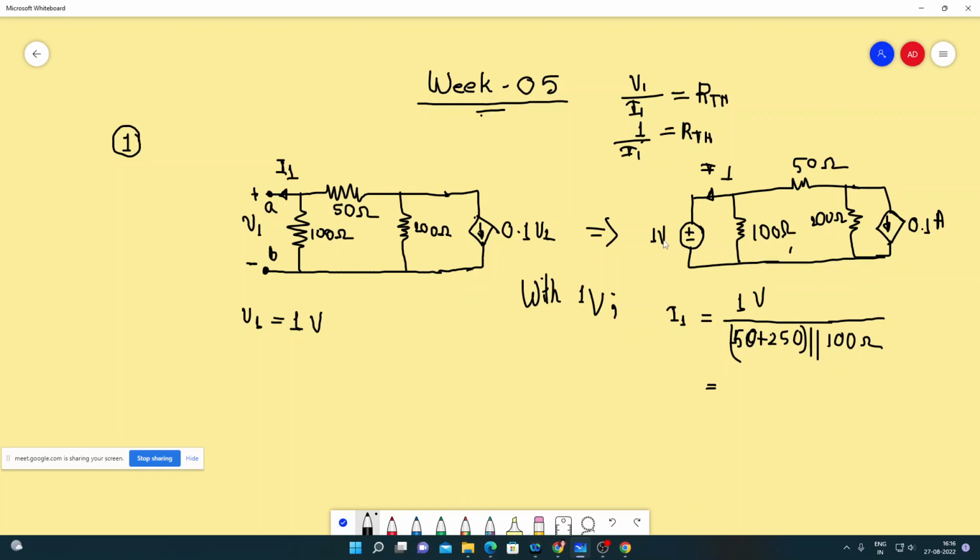So here we have two sources, 1 volt DC voltage source and 0.1 ampere current source. So we will apply the rule of superposition and we can say 1 volt by 300 in parallel with 100. This gives us 1 by 75 ampere I1. So therefore, we have another source that is 0.1 ampere. So when we consider this, the 1 volt will be shorted.